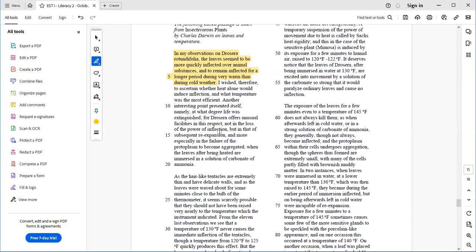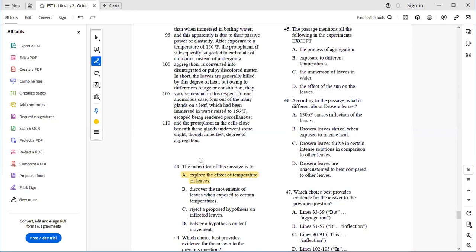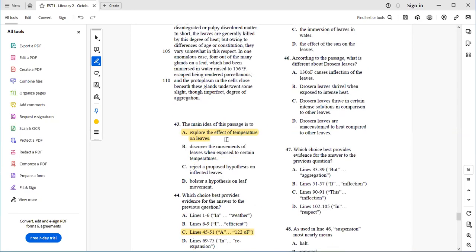And he said to remain, but he didn't explore the effect. He just made an observation. Discover the movements of leaves when exposed to certain temperature. He talked about the movement, but he didn't talk about any certain temperature. Reject a proposed hypothesis on inflected leaves. He talked about inflected leaves, but he didn't reject, and he didn't refuse. Bolster a hypothesis on leaf movement. He talked about leaf movement, but he didn't make a bolster hypothesis or support a hypothesis. So A doesn't have any kind of match.